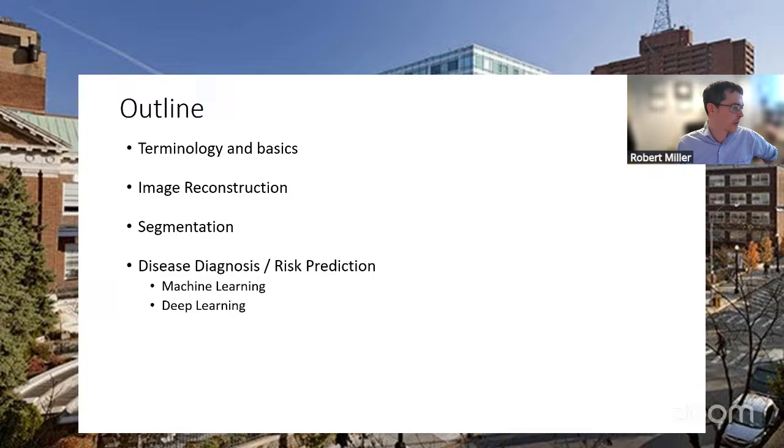In terms of our outline today, I'm going to try to go through things quickly here so we have some time for questions at the end, but I think it's always helpful to start with some terminology and basics, and then we'll just go through the typical workflow of a nuclear cardiology study, starting from patient selection, a lot about reconstruction and segmentation, and then about disease diagnosis and risk prediction.